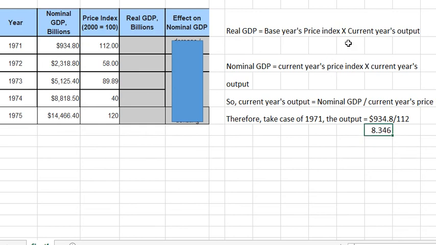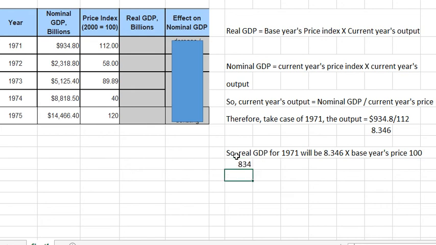So now we know the real GDP formula. Real GDP formula is current year's output, which we just found, multiplied with the base year's price index, which is 100. So real GDP for 1971 will be the 1971 output, 8.346, times the base year's price, which is 100. So the result is 8.34 times 100.